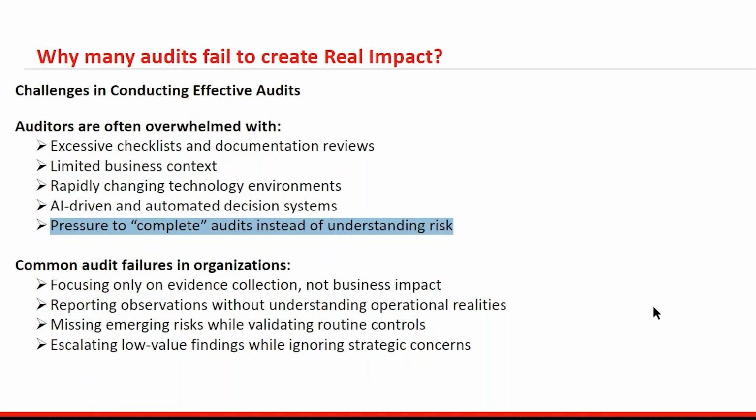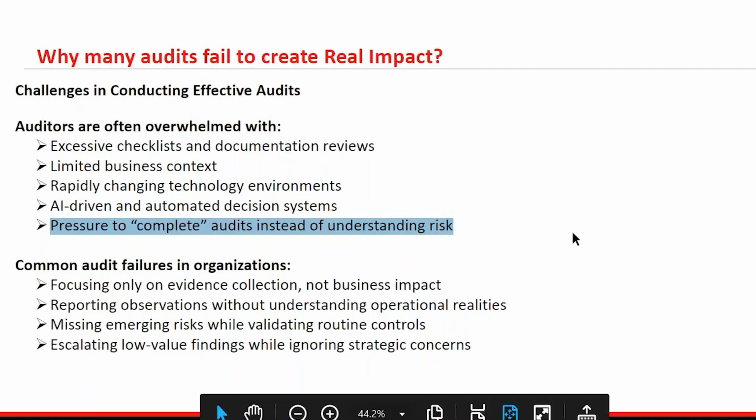A lot of times we also get feedback when we complete an audit and present the report that, hey, this is not a big thing for us at all. This is not a high risk for us. So we are not going to take any action on this. So how do we challenge that? Okay, so these are some common areas of failure.